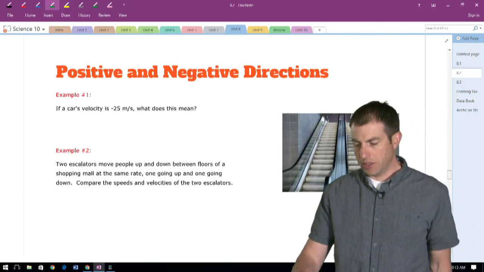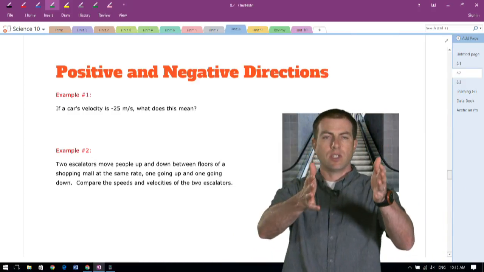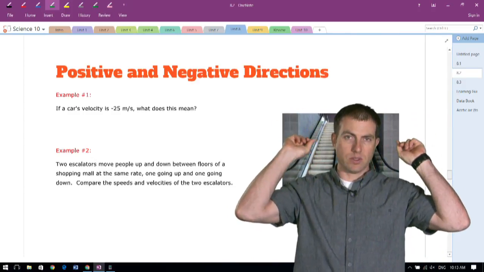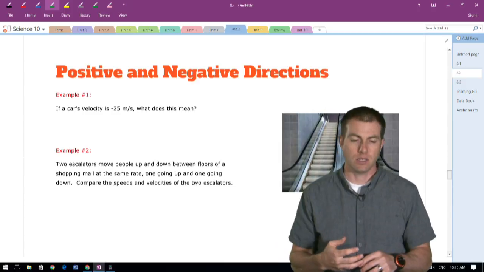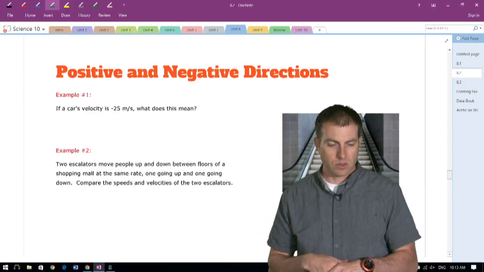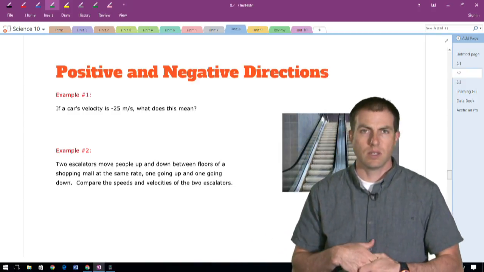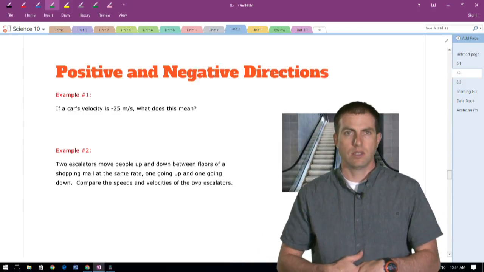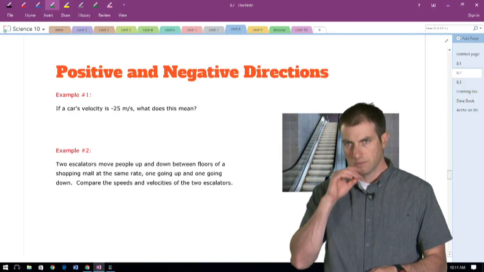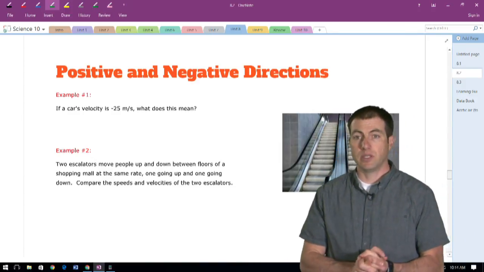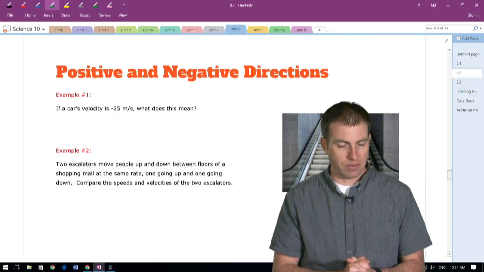All right, so taking an idea that we talked about last day, we said, okay, if I'm traveling forward, everything's going to be positive. If I'm traveling backwards, everything's going to be negative. What happens if I have a negative velocity? What does that mean? So in the example here, it says the car's velocity is negative 25 meters per second. Can I have a negative velocity? Yeah, for sure you can have a negative velocity.